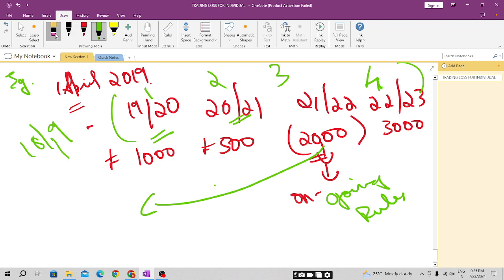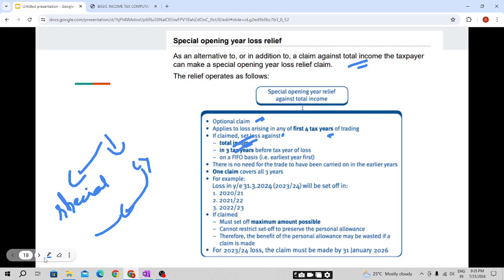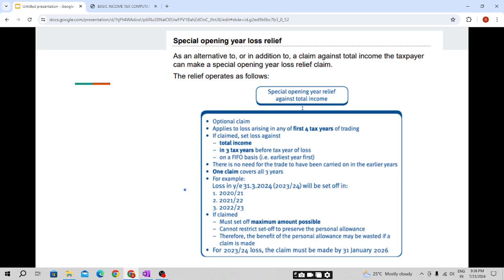So students, we will set off against the previous 3 tax years, but on a LIFO basis, that is first you will set off against 1890, second 1920 and third 2021. So if the special rule is opted for by the individual, it will be applicable if the loss is arising in the first 4 tax years of trading. So the trading loss will be set off against the previous 3 tax years on a FIFO basis. There is no need for the trade to have been carried on in the earlier years. No need whether you had a business previously.